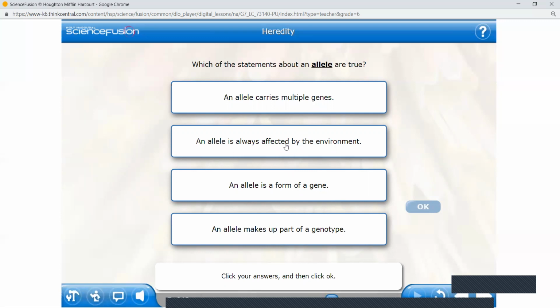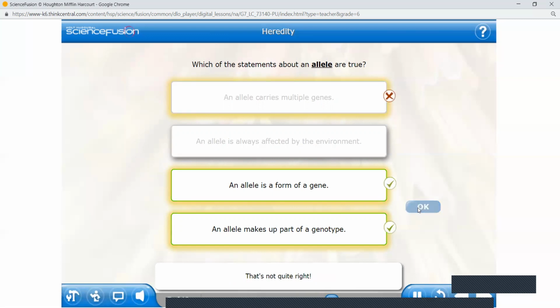No, it doesn't always affect. It is a form of a gene, correct. It carries multiple genes? That's not quite right. It makes up a part of a genotype. An allele is a version of a gene that produces a particular trait or characteristic. It forms part of the individual's genotype.